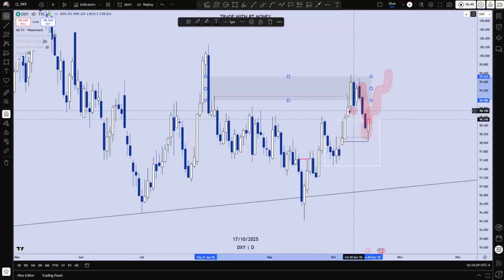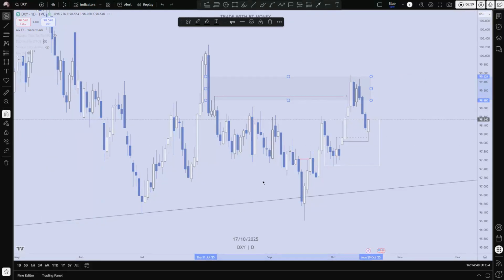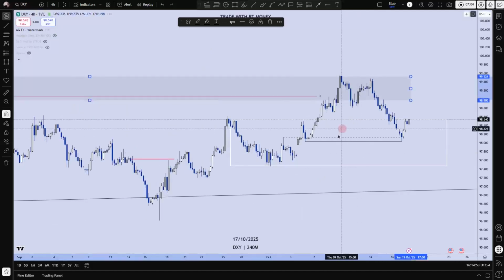I'm looking at this fair value gap area, this area of fair value, as an area where price would find support for higher prices, so we can take out the buy side liquidity here. If we go down to the 4 hour. I'm sorry, we got a little delay there.